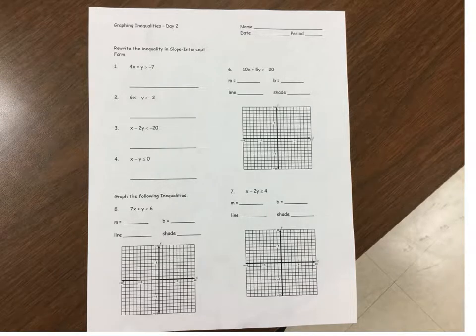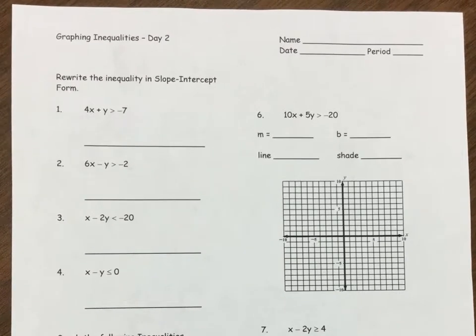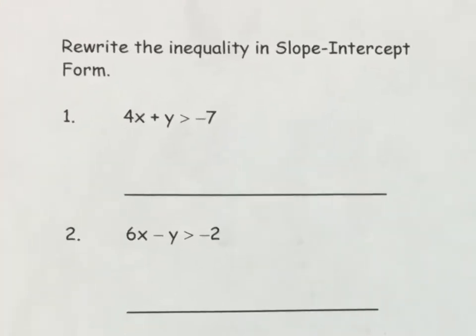All right, we are going to continue our work on linear inequalities, but we're getting into something a little bit harder this time. All these inequalities are going to be in standard form, and we have to convert them first to y equals mx plus b, slope-intercept form, and then we can graph it just like we did yesterday. Okay, so the first four problems over here on the left, I just want us to practice real quick how to move y by itself, or get this into y equals mx plus b.